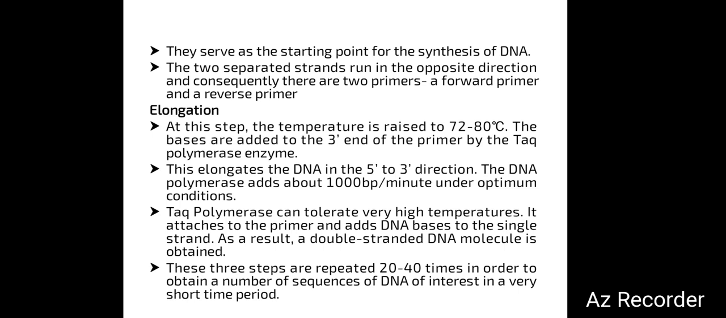The DNA polymerase adds about 1000 base pairs per minute under optimal conditions. Taq polymerase can tolerate very high temperatures. It attaches to the primer and adds DNA bases to the single strand. As a result, a double-stranded DNA molecule is obtained. These three steps are repeated 20 to 40 times in order to obtain a large number of copies of the DNA sequence of interest in a very short time period.